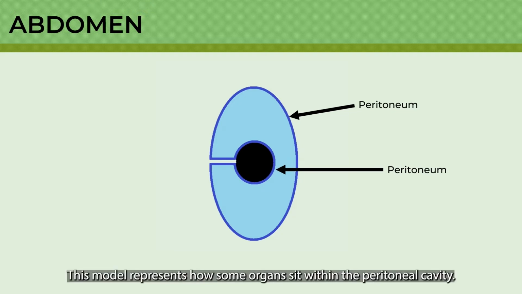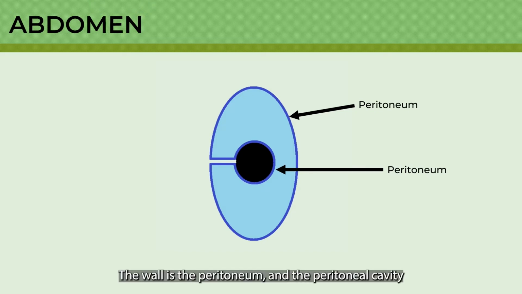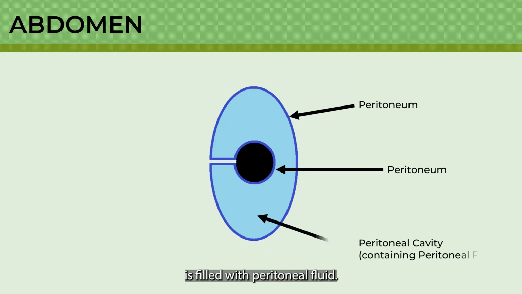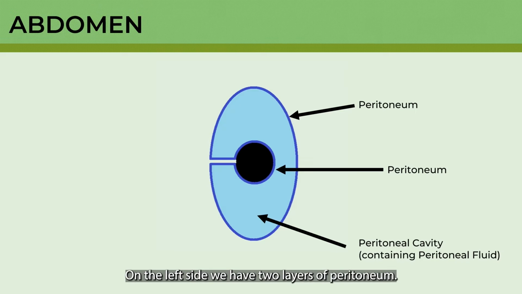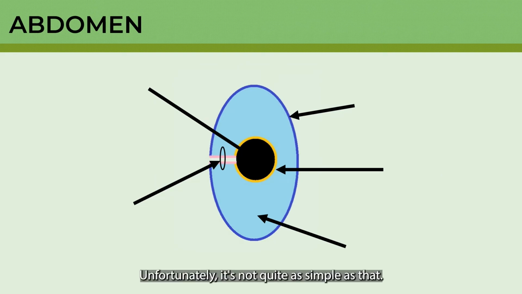This model represents how some organs sit within the peritoneal cavity. The wall is the peritoneum, and the peritoneal cavity is filled with peritoneal fluid. On the left side, we have two layers of peritoneum. Our ball is now considered an interperitoneal organ. Unfortunately, it's not quite as simple as that.